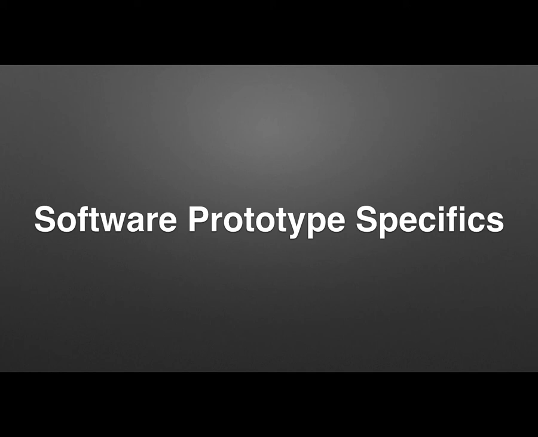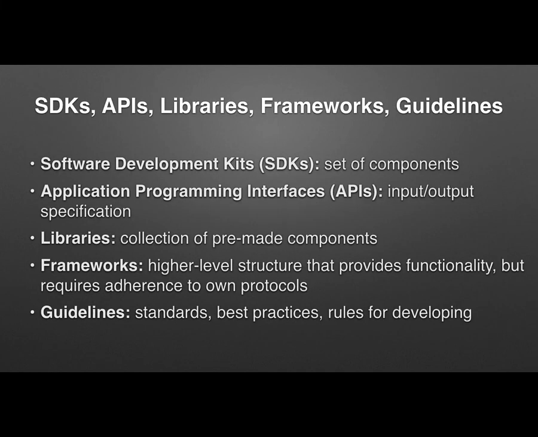So for software prototypes, some specifics to think about, and we will spend two or three classes on these things. In terms of software, you're often faced with using either software development kits, APIs, libraries, frameworks, or even just guidelines about a particular platform. SDKs are pretty much a set of components or widgets that are given to you with the platform, whereas APIs are just input-output specifications.